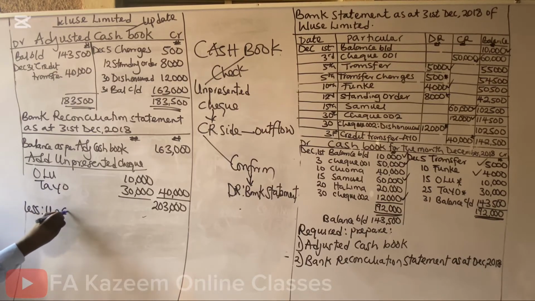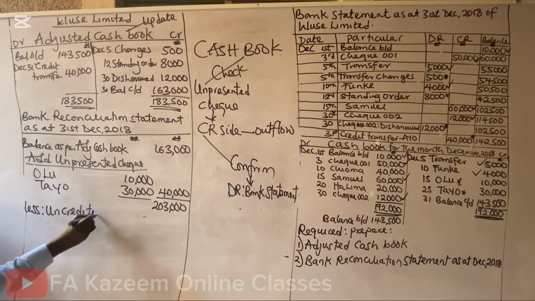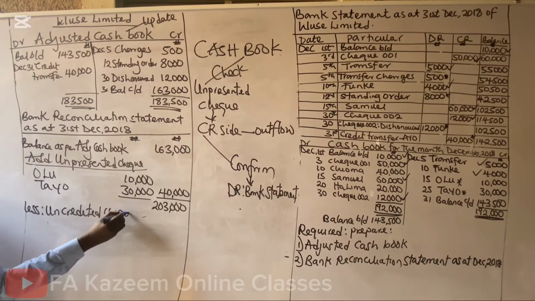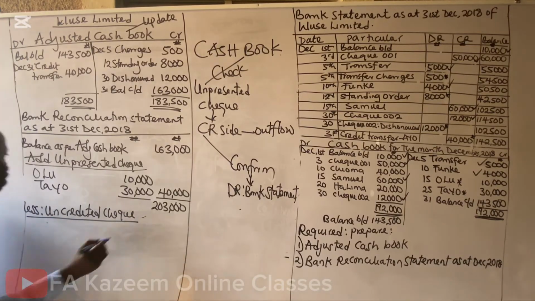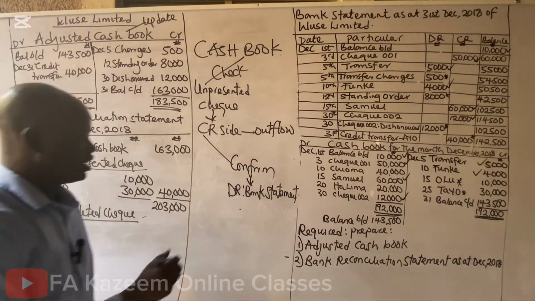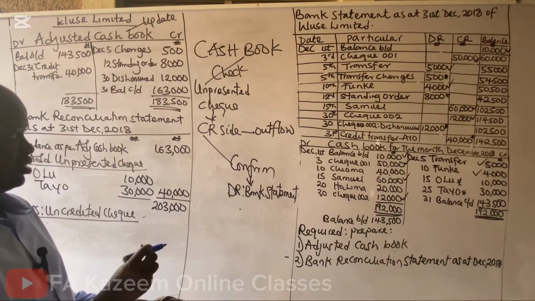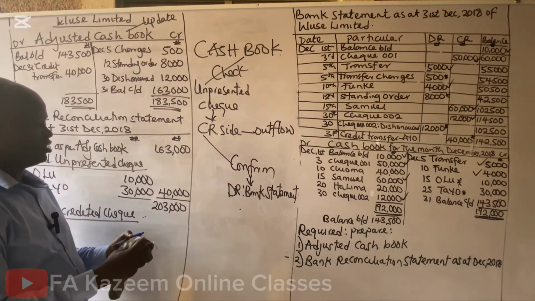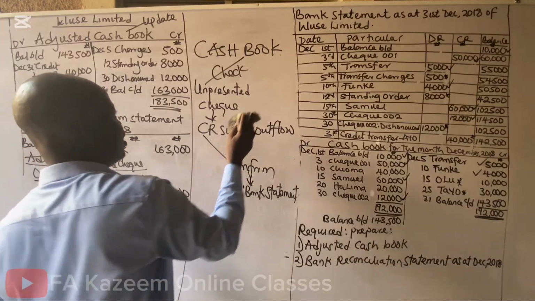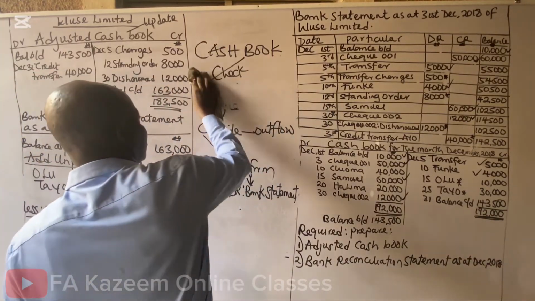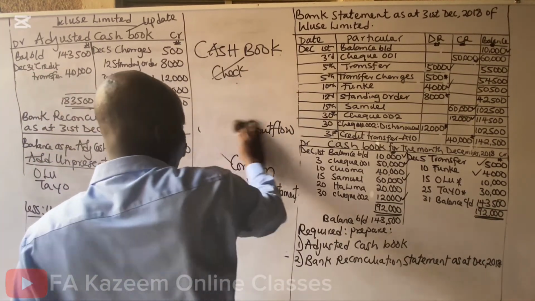After this, let's look at the uncredited check. Why are we lessing? Any check deposited with the bank. That's for unpresented, the first one. Now let's look at the uncredited.